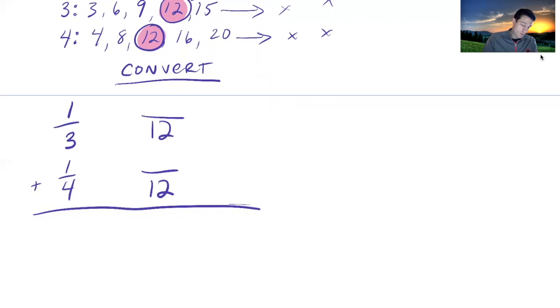So what times 4 will give me 12? Well, it's 3. All right, and whatever you do to the bottom, you do to the top. So 3 times 1 is 3. Next question, what times 3 will give me 12? And you know that is 4. And then whatever we do to the bottom, we do to the top, and we get 4.